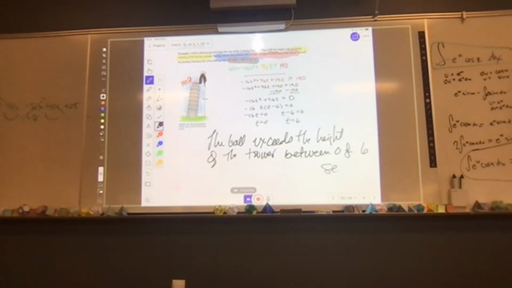So you have to think about it in the second dimension. Right here, I throw it up, it's above the tower, it's above the tower, it's above the tower. 6 seconds later, it's now falling below the tower.